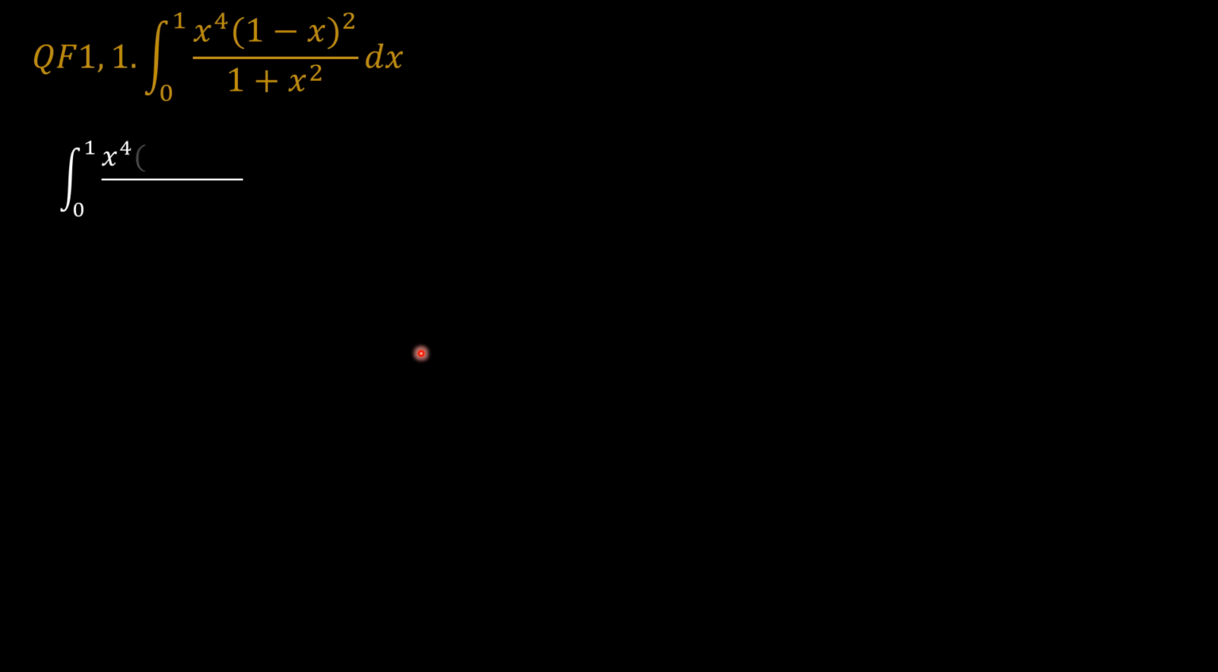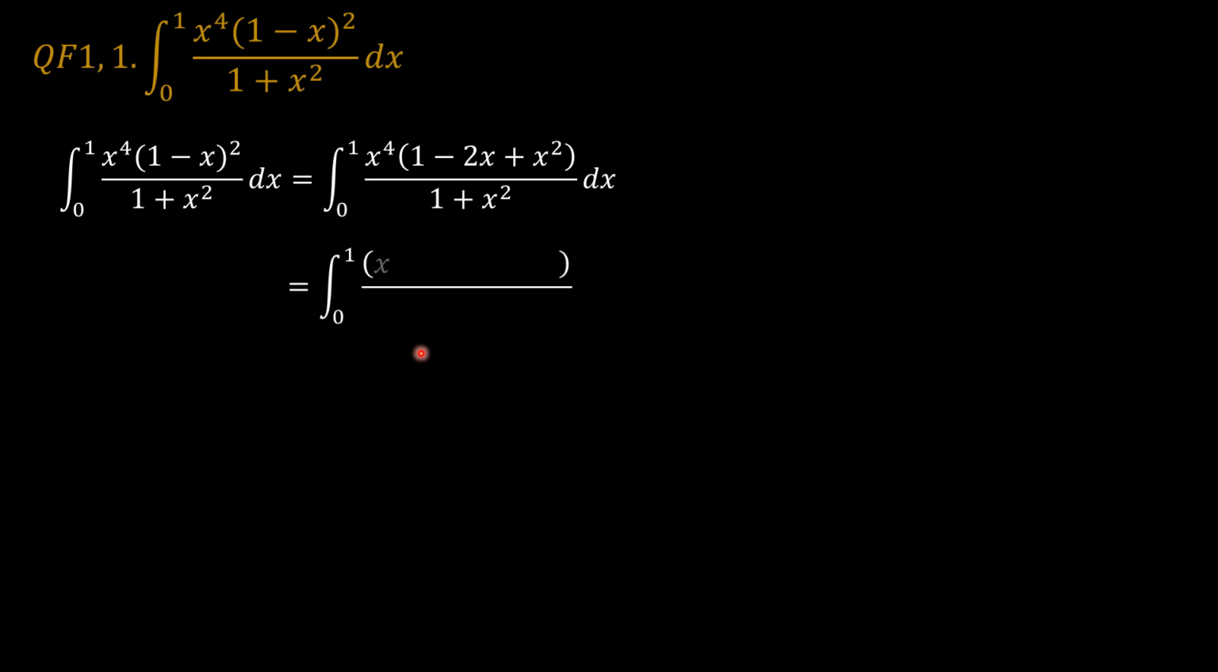So what I would do, I would just expand out 1 minus x squared, and therefore I get 1 minus 2x plus x squared, and then I multiply by x to the power 4, and so I obtain x to the power 4 minus 2x to the power 5 plus x to the power 6. Then I'd go ahead and do long division.